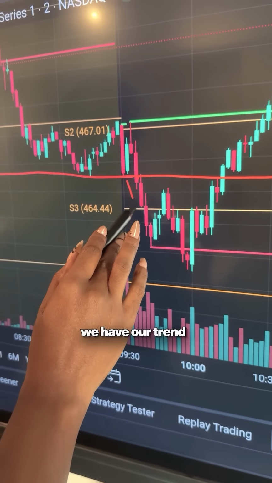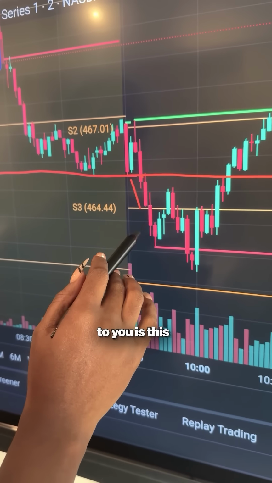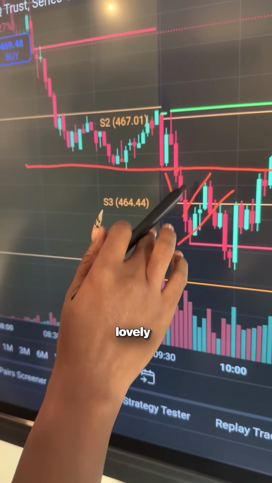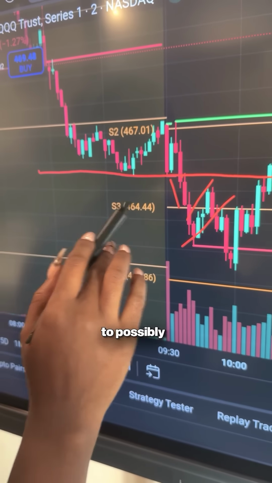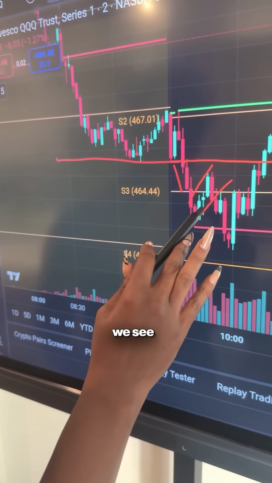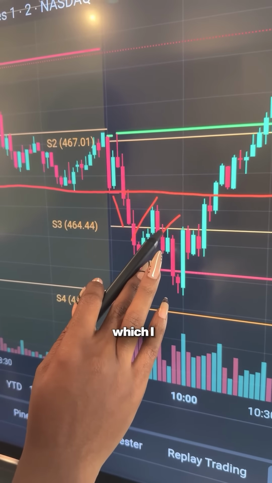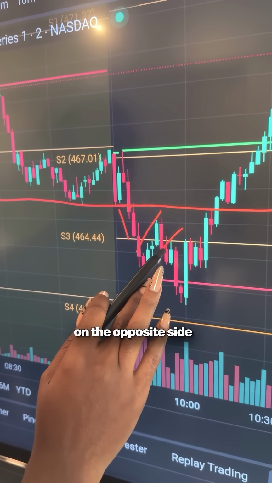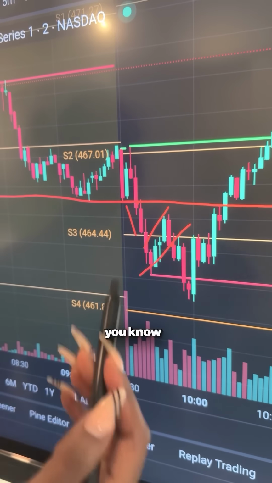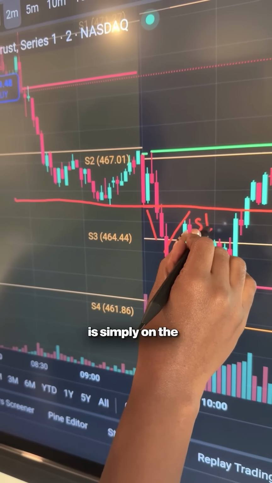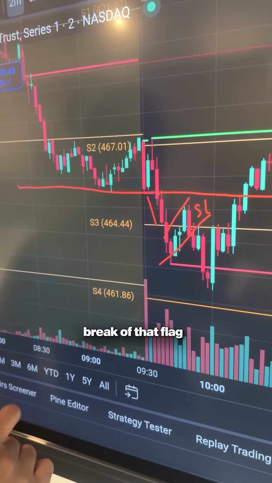So here we have our trend, but what I want to point out to you is this clear flag that is forming here. And this is a lovely sign to possibly get into a play. All right, so now we see we have the flag created and we see the break of the flag, which I enter here on the opposite side of the break of the flag. And you know I don't like to get into a trade without having my stop loss, and your stop loss is simply on the other side of the break of that flag.